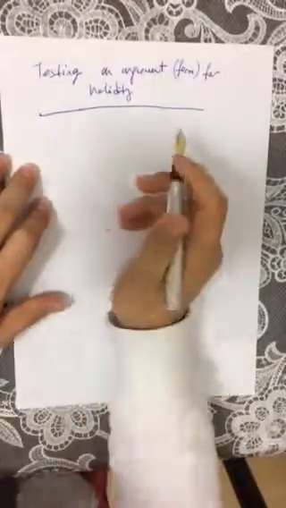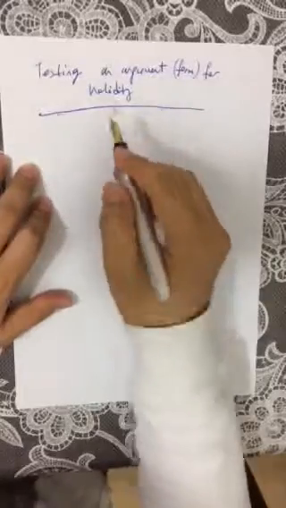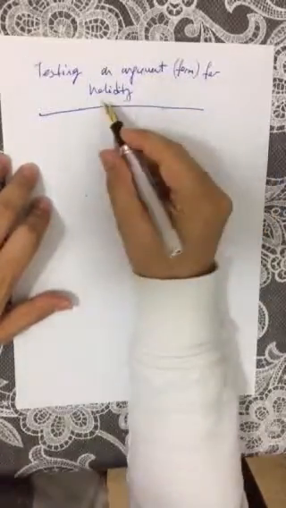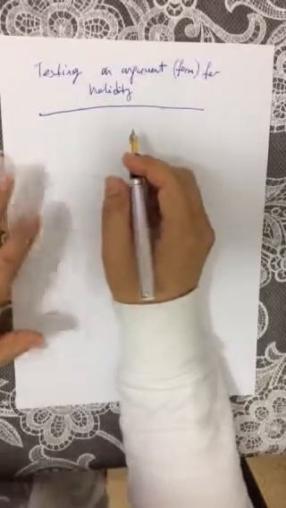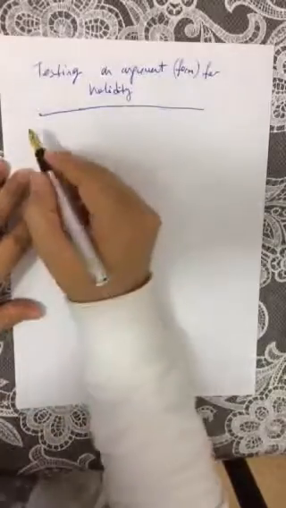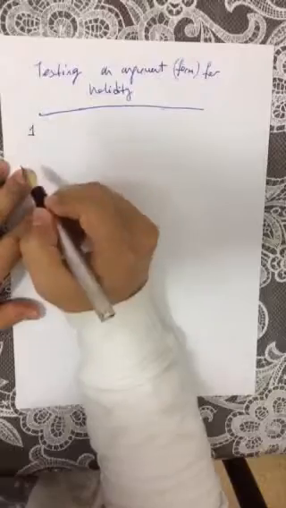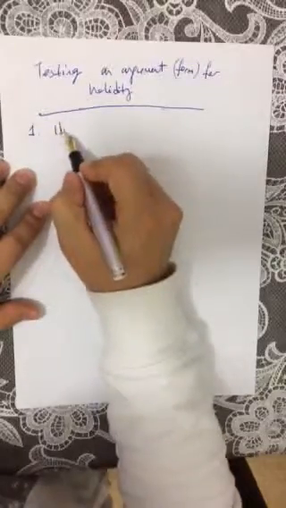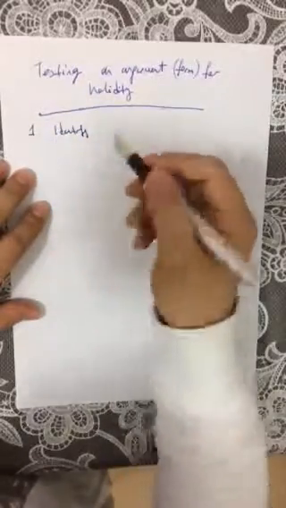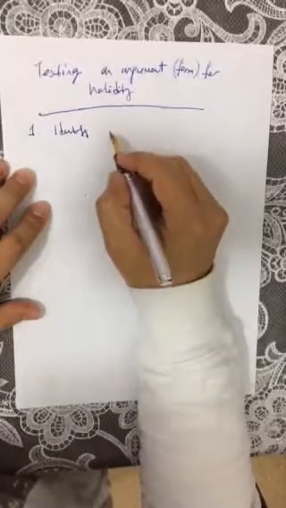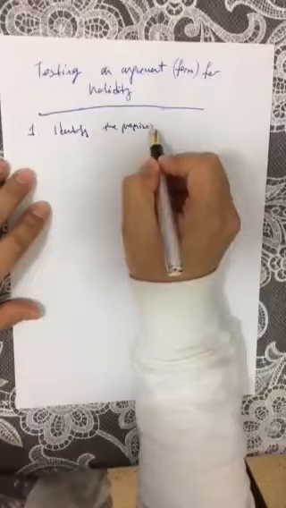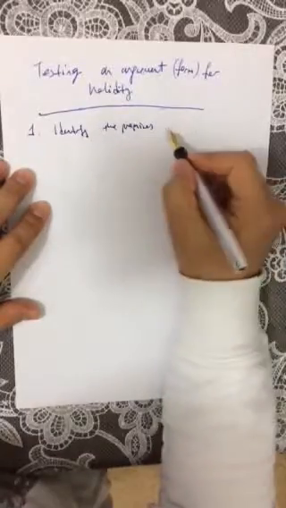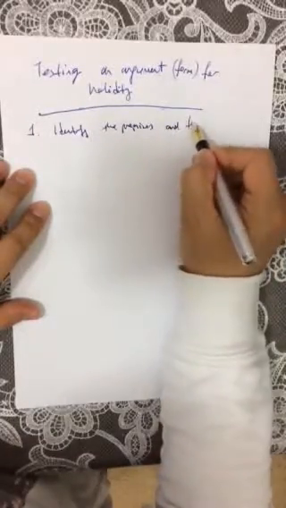Okay, here our task is testing an argument form for validity. We're going to understand whether an argument form is valid or not. So here is the method. Of course, the first thing that you should do is to identify the premises and the conclusion in the argument. Of course, you have to understand the premises and the conclusion.